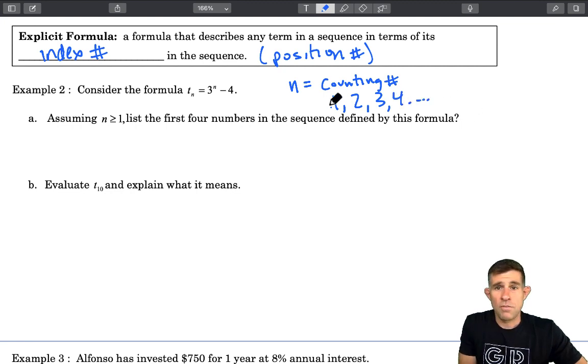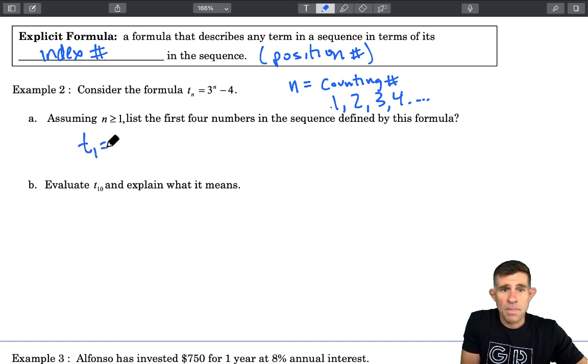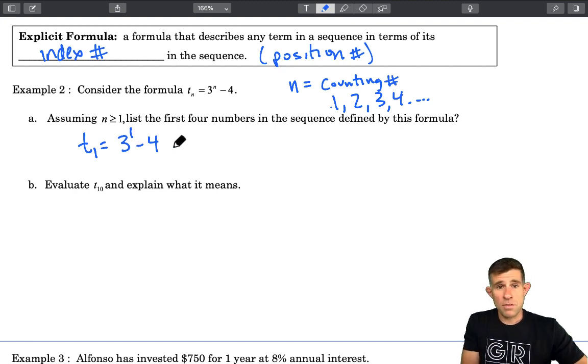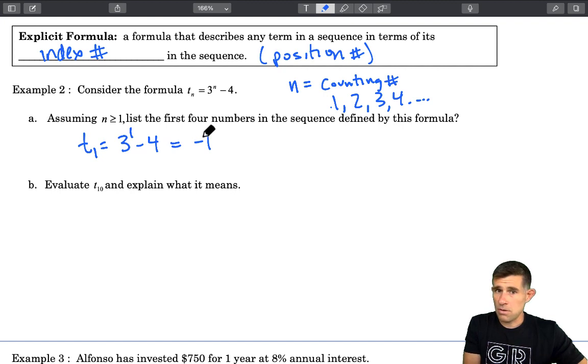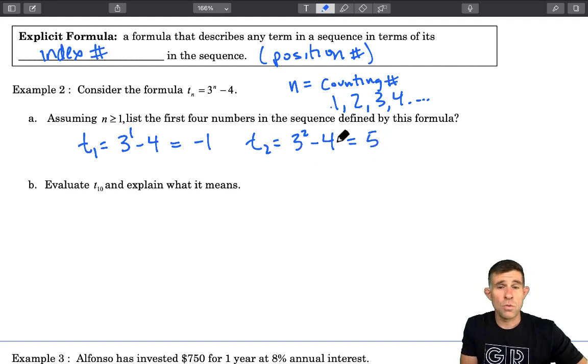All right, so our first counting number here, our first position here, is going to be T sub 1. And it can be found by taking 3, raising it to the first power, and then subtracting 4. Well, 3 to the first power is 3, 3 minus 4 is negative 1. So we would say the first term's value is negative 1. The second term then would be found by taking 3 squared minus 4. That's going to give me 9 minus 4, which is 5. So T sub 2, or the second term in this sequence, is 5.